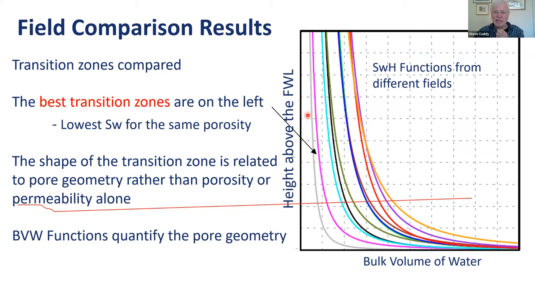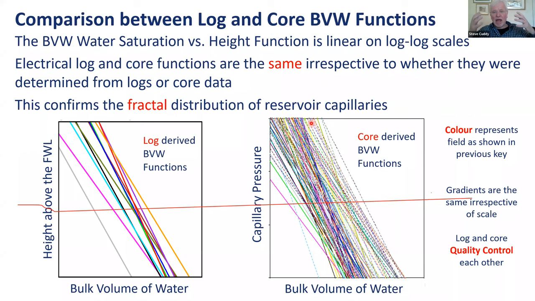Now, these lines do not correspond to porosity or permeability, but more to pore geometry, the average pore geometry in the field. Now let's have a look at these fields again. Now we're comparing the logs with the core. We're putting these on log-log scales to make it easy to see. So we've got BVW against height above the free water level. We've got BVW from the core against capillary pressure. Remember, capillary pressure is the same as height.